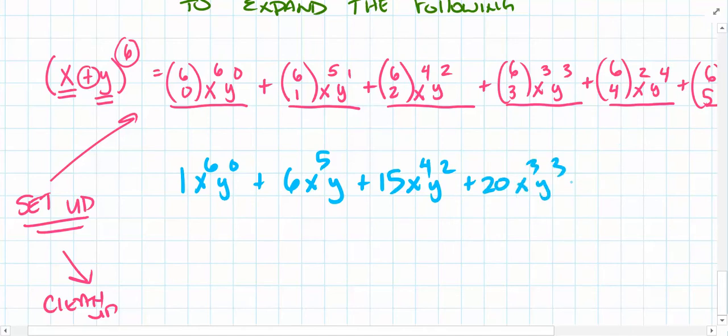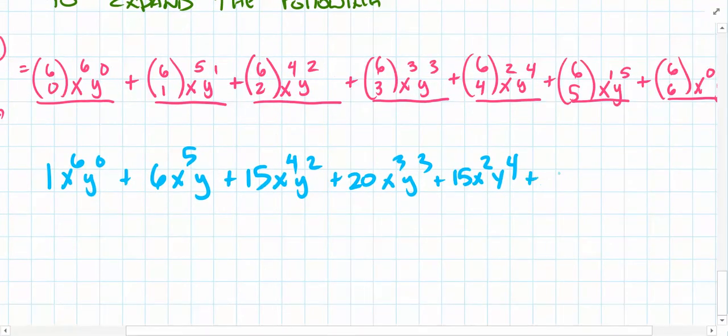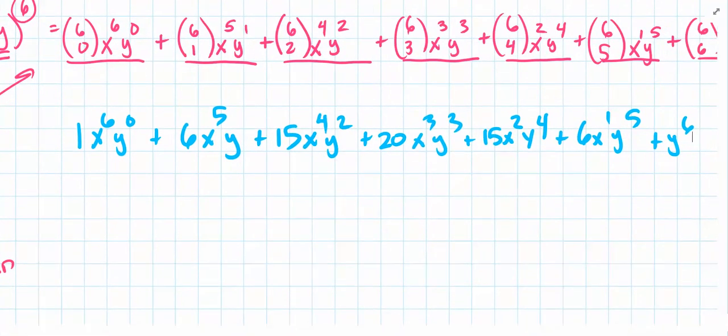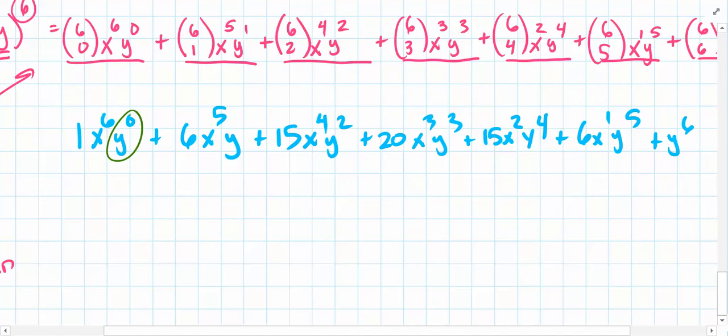6 choose 4 is going to be a 15. I have an x squared, y to the 4th. Then a 6 choose 5 is going to be a 6, x to the 1st, y to the 5th. And then finally, I'll have y to the 6th. So the only thing that's left to do, which I didn't do before, is just get rid of this y to the 0, which is a 1, and get rid of this 1 over here.